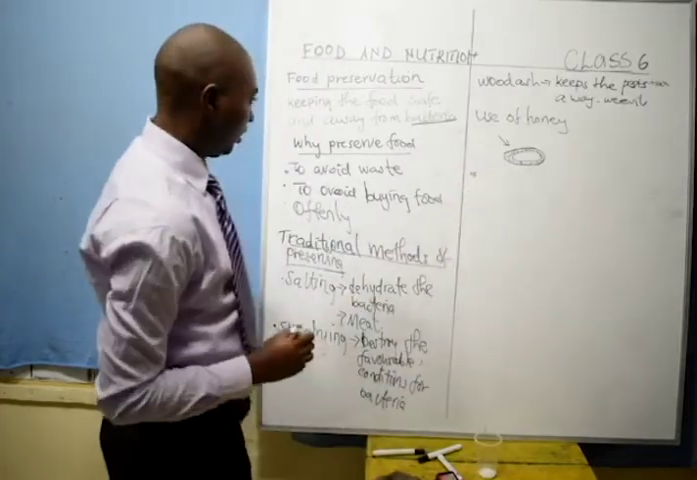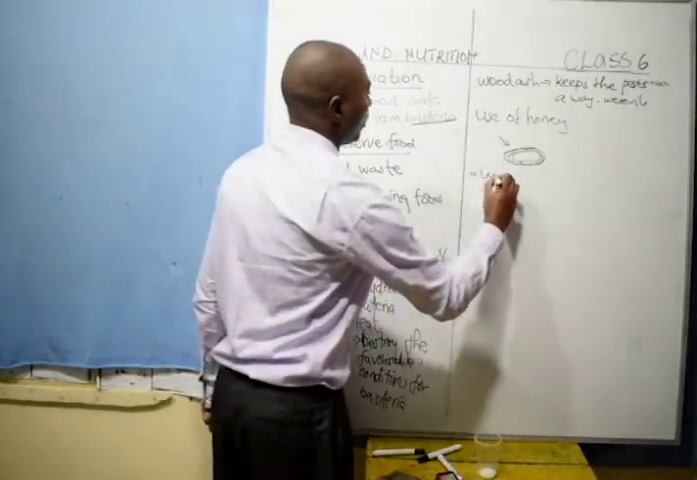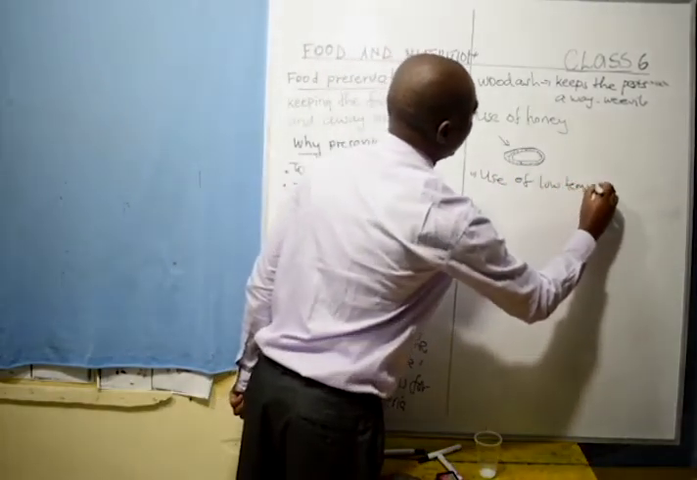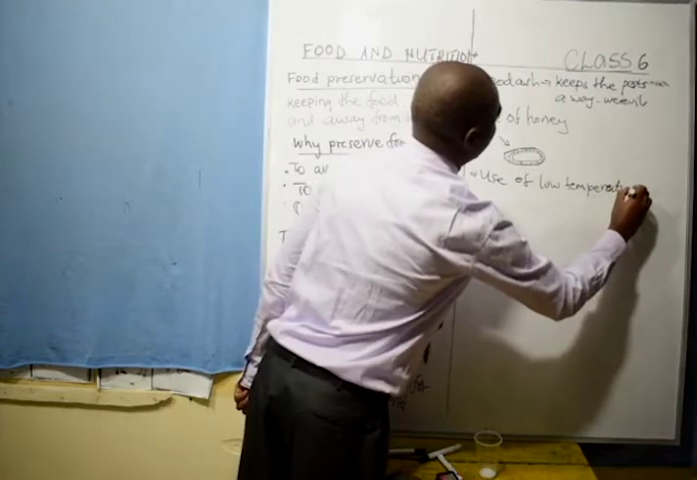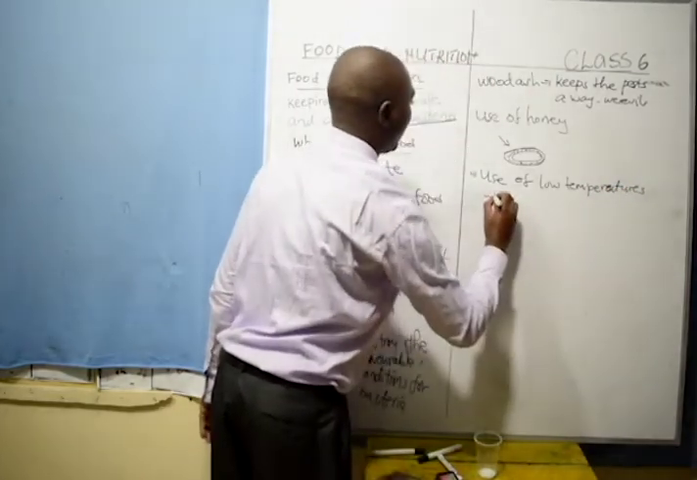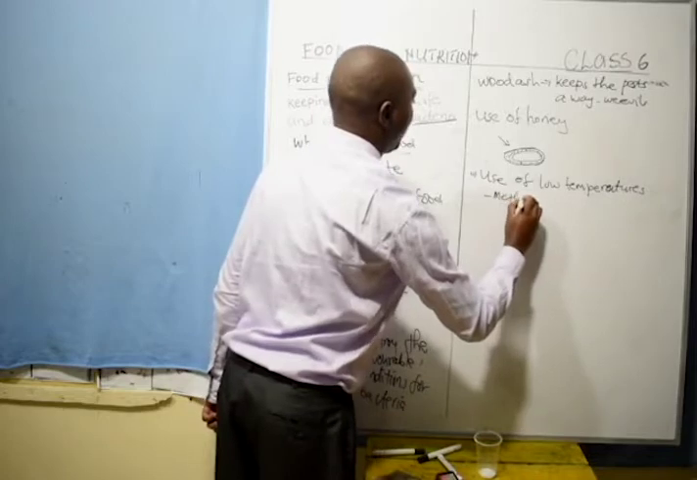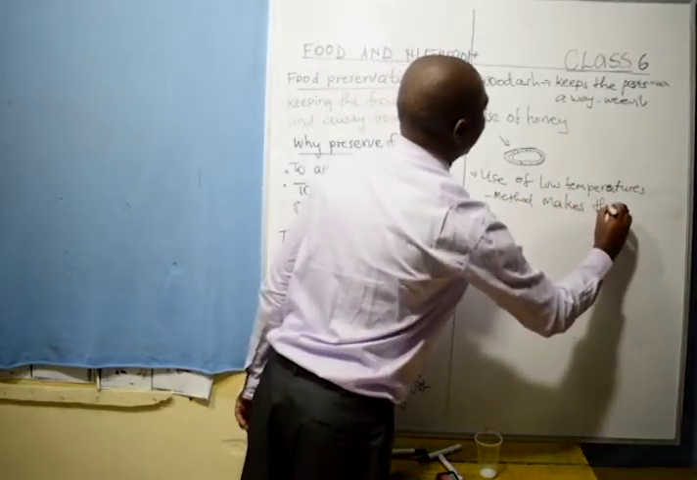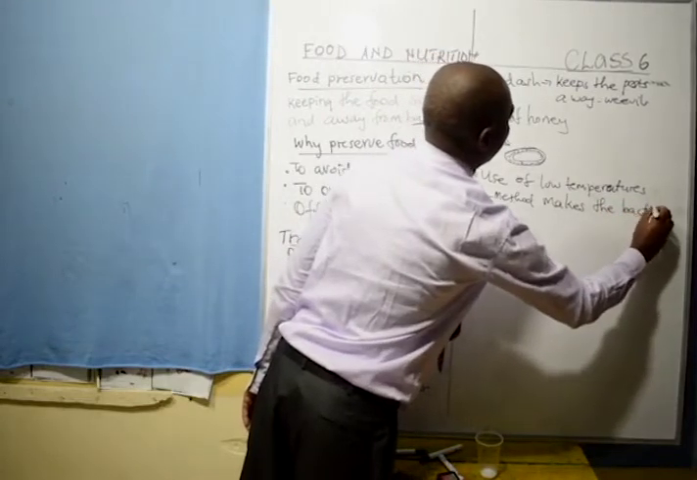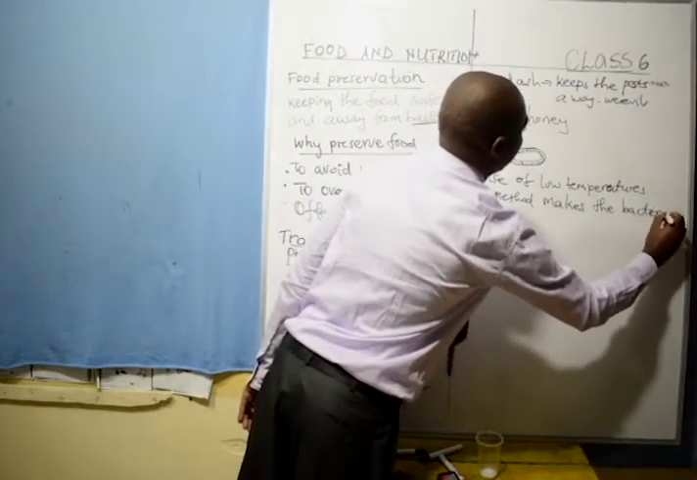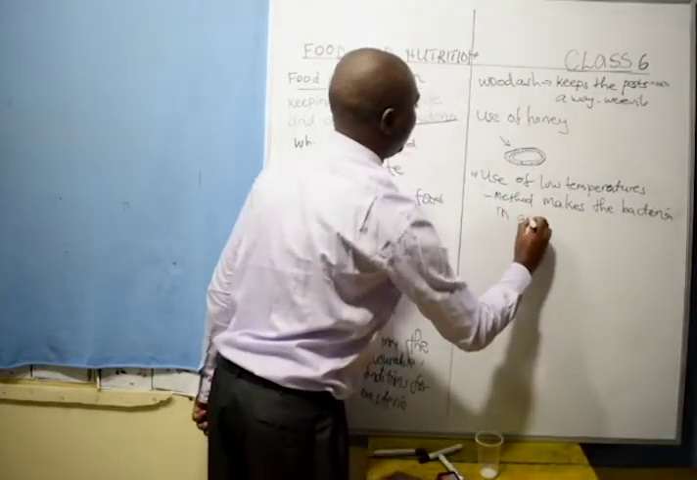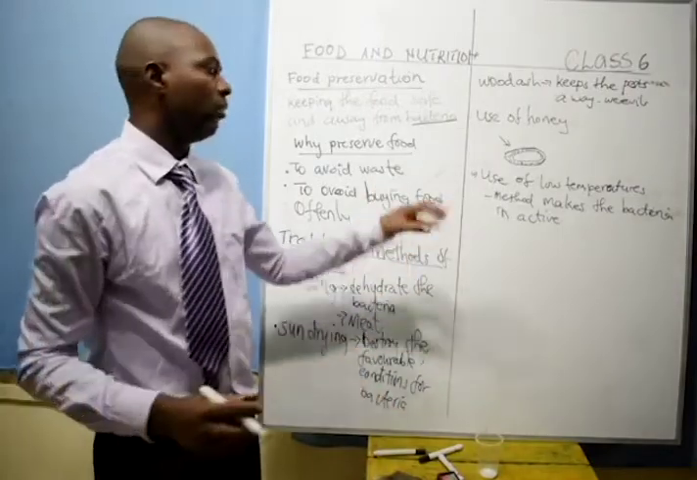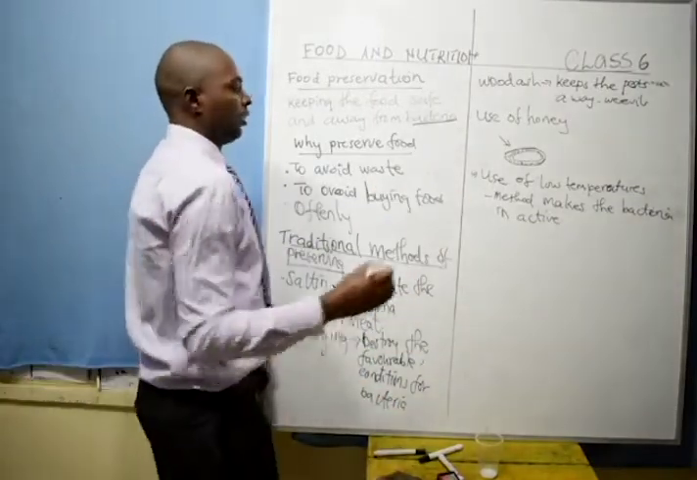The other traditional method was use of low temperatures. Use of low temperatures simply makes the bacteria inactive, meaning they don't die, but they don't reproduce. They don't destroy the food. So how do they do it?